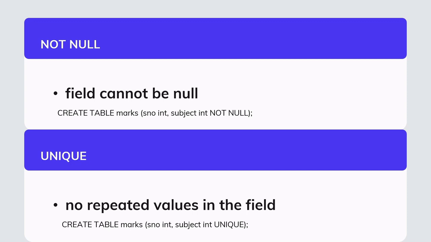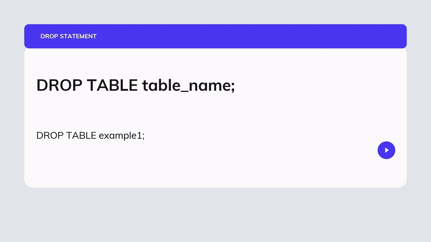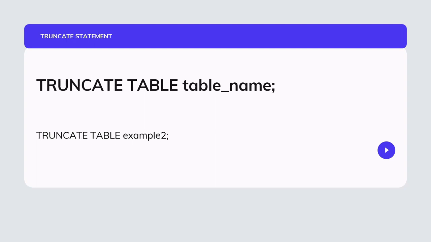If you want any column to be not null or unique, you explicitly mention it there. Next is a drop statement. Drop table name. I showed you an example of how you do it. This is the syntax of it. Next is a truncate statement. What is a truncate statement? Now this is also going to delete all the values from the table.